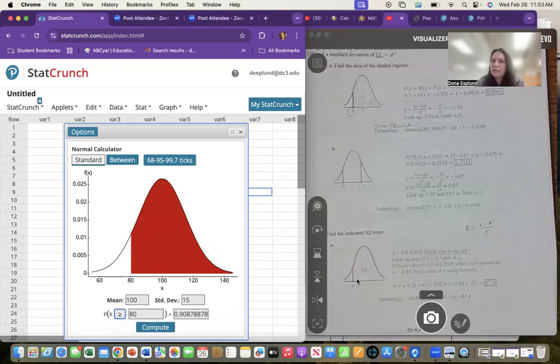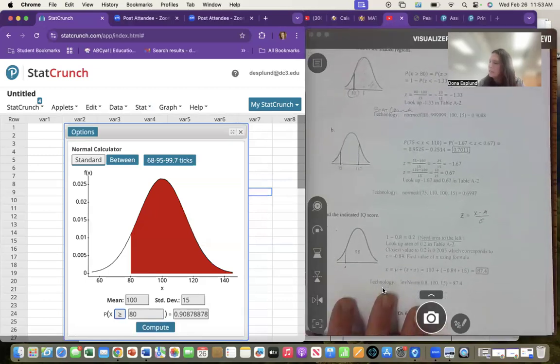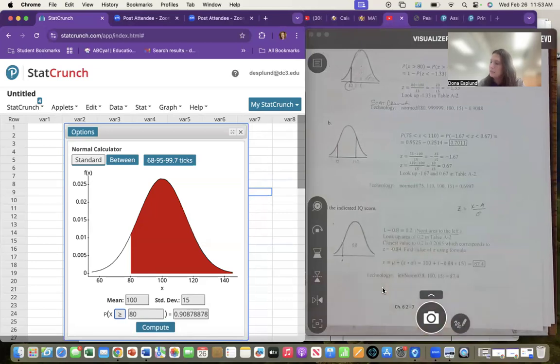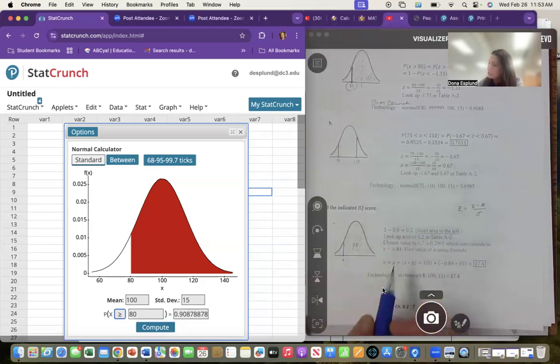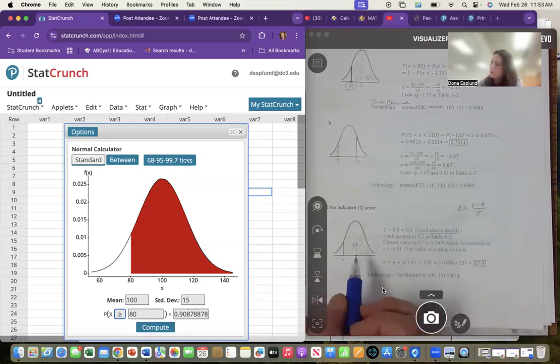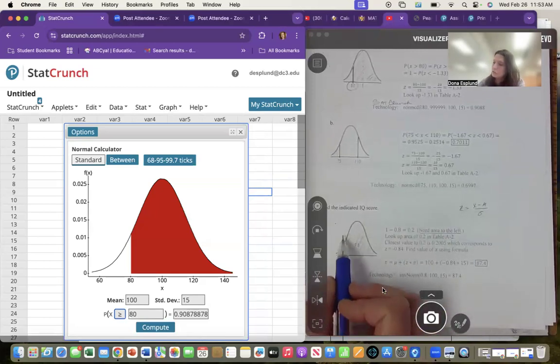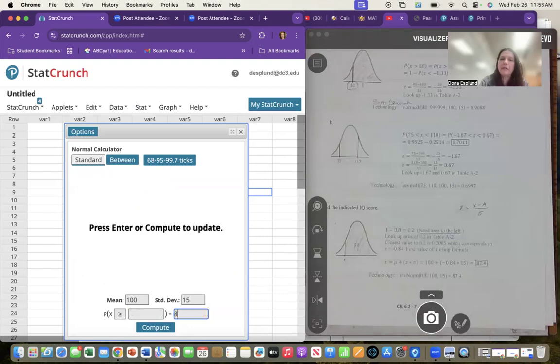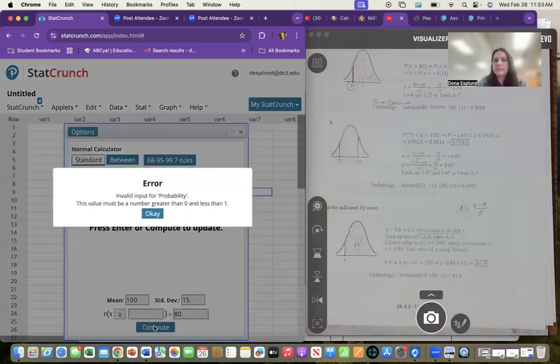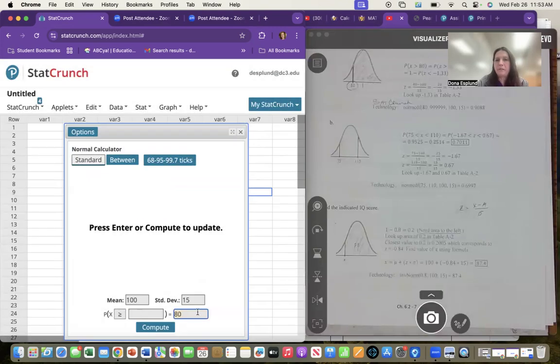Now, the second question is going to also find the indicated IQ score. So in this case, you're given the 0.8, okay? And in this case, this one is the shaded area. So they're saying anything that's going to be greater than 0.8 or above. Now remember, typically your Z scores will only work on the left-hand side. But the nice thing about using StatCrunch is that I can plug those in. Now keep in mind, let's say that I put 80 here. I would always get an error because that's a probability. And remember, probability has to be between 0 and 1.